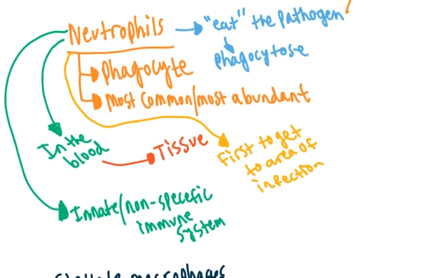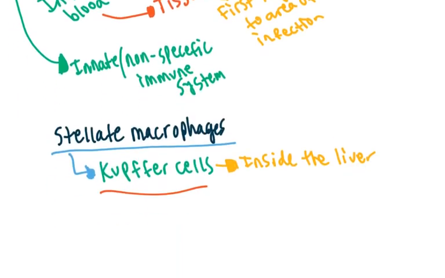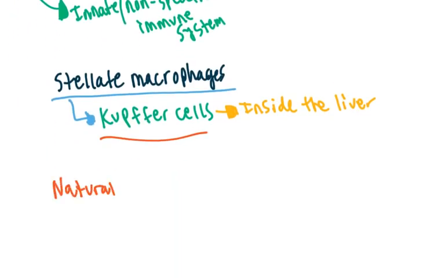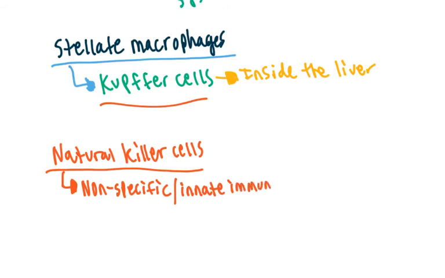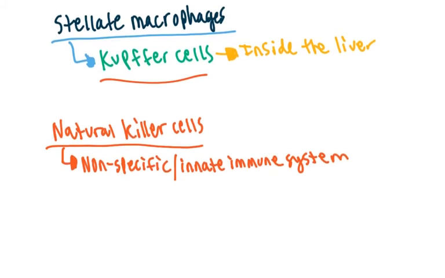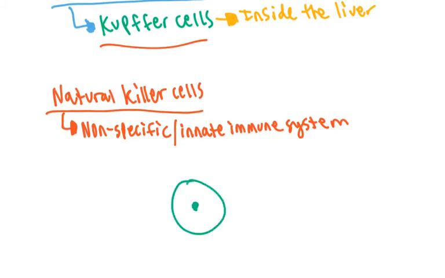Alright, and so now let's just go over natural killer cells. Natural killer cells have the same function as cytotoxic T cells, except that they're not part of the adaptive or specific immune system. Natural killer cells are part of the non-specific slash innate immune system. They don't have a specific receptor like cytotoxic T cells do, because they're not part of the specific immune system.